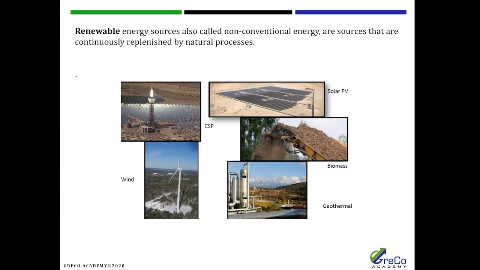The next slide is showing all the different sources of renewable energy, be it solar PV, thermal, geothermal, wind turbine, or the CSP. CSP is the concentrated solar power plant. This is just a picture. These are energy sources that are continuously replenished by natural processes. That's why they are called renewable energy sources.